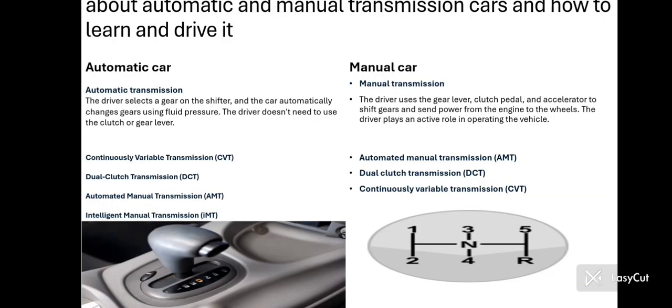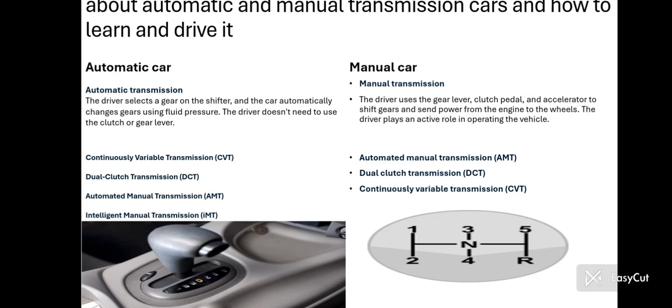Now about automatic and manual transmission cars, how to learn and drive. Let's start with automatic transmission. It uses a hydraulic system to automatically shift gears based on conditions without the driver's input. The driver selects the gear on the shifter and the car automatically changes gears. And about manual cars, also known as stick shift, the driver uses a clutch pedal and a gear stick to manually shift gears. These are very important to know.